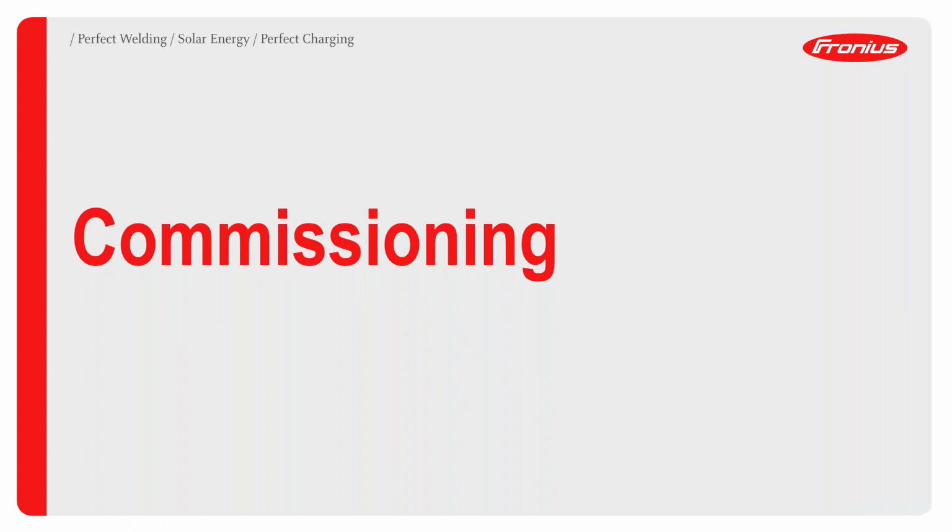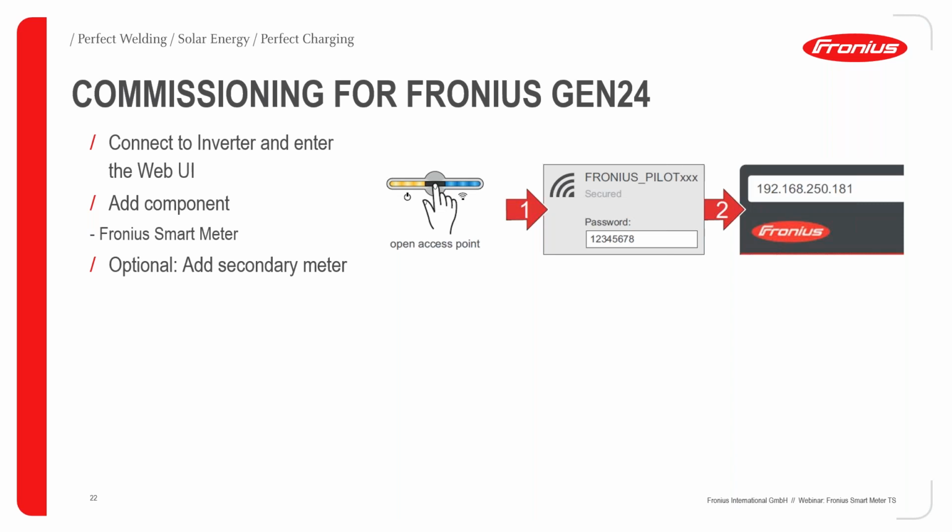All right, now let's head on to the commissioning part, and we start with the Fronius Gen 24 inverter. And what we need to do there is actually, because we don't have a display there, we need to activate the access point on the Gen 24. And this is done by a simple click in the middle of this sensor. By clicking one time, we open the access point, and then we can connect with our desired device.